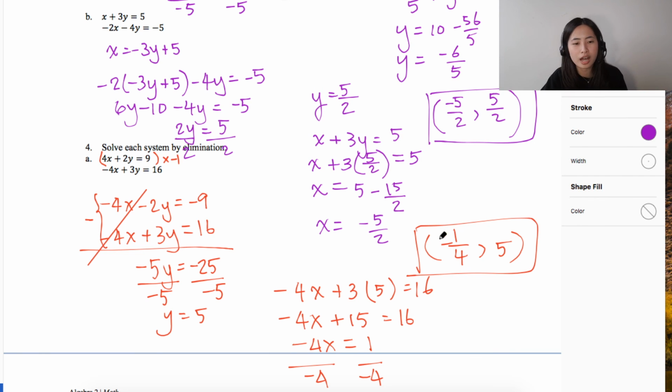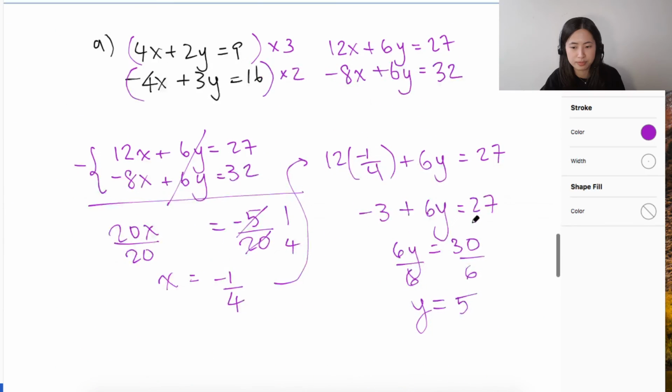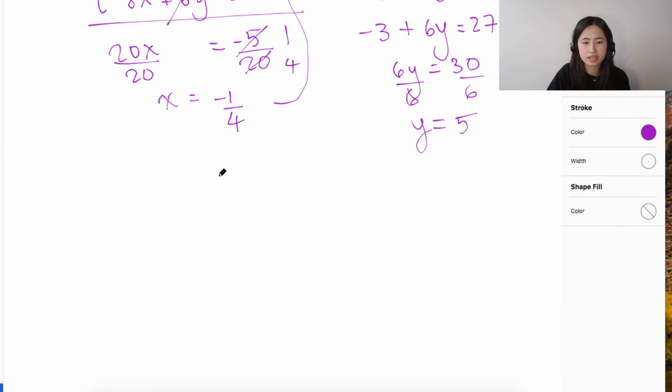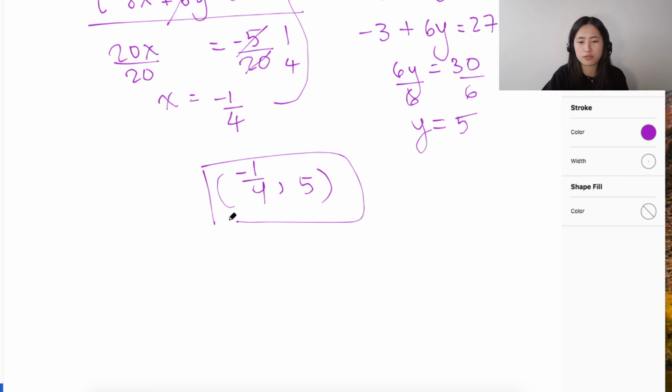Okay, so as you can see, it's consistent. x is equal to negative 1 over 4, and your y is equal to 5. Great. So your x is negative 1 over 4, and your y is 5. So yeah, two different ways to get to your final answer, but your x and y remain the same.